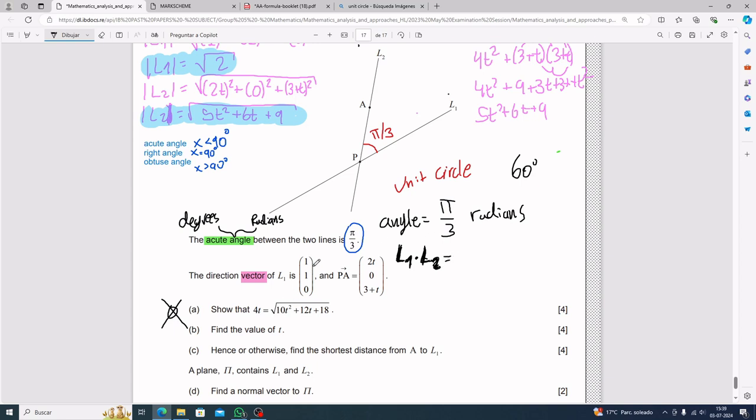has to equal 1 times 2t plus 1 times 0 plus 0 times (3 plus t). There's a parentheses right there. Well, this is 1 times 0, so it's 0. This is 0 times something, so it's 0. Really, you're going to end up with the bolded L1 times the bolded L2, which is just 1 times 2t, so 2t.